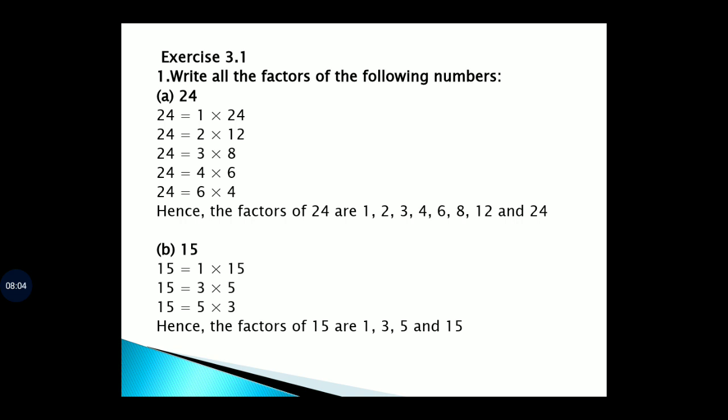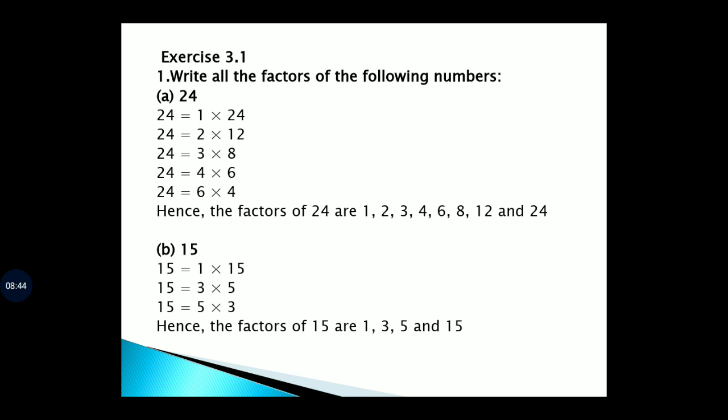Now let us move on to exercise 3.1. First, write all the factors of the following numbers. A1, 24. Now let us find the numbers which, if you multiply, you will get 24. First one, 24 is equal to 1 into 24. 24 is equal to 2 into 12. Next, 3 into 8. Next, 24 is equal to 4 into 6. 24 is equal to 6 into 4.